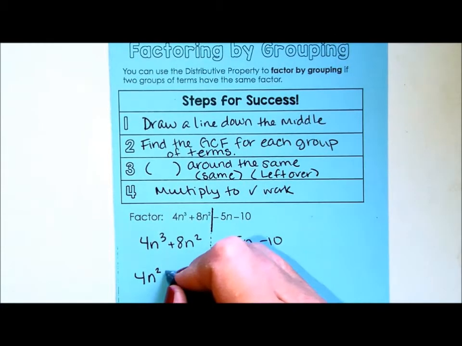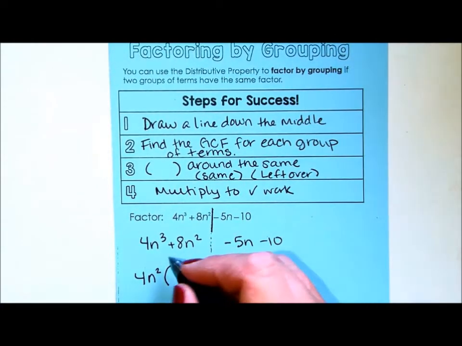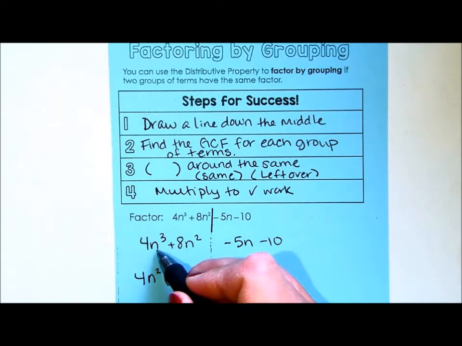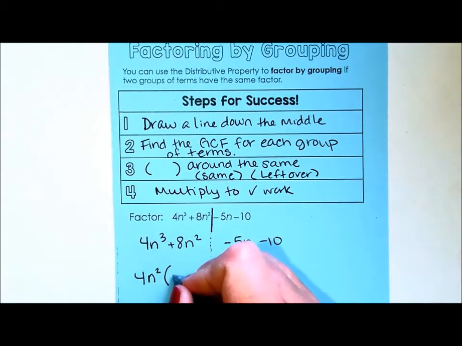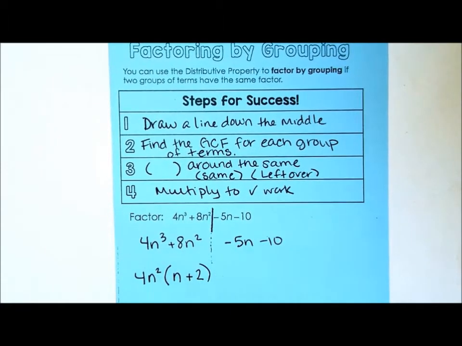Now in the parentheses, I'm going to write what's left over. Now that happens to be an n in my first term and a 2 in my second term. The reason why is because 4 divided by 4, those cancel out. And if I take away 2 n's from 3 n's, I'm left with 1 n.